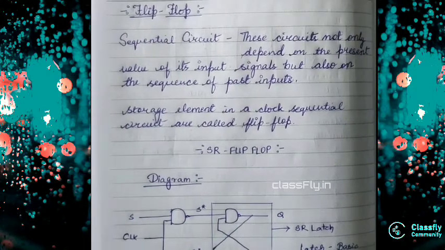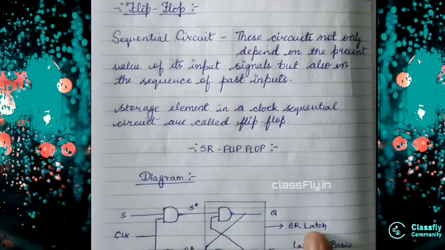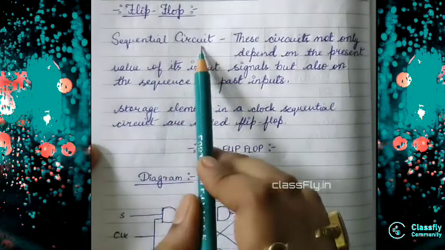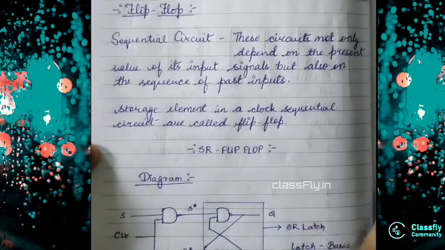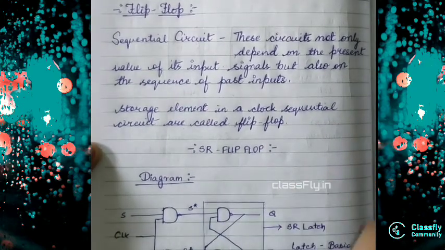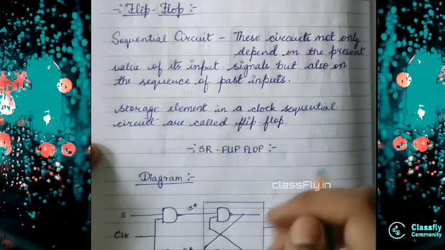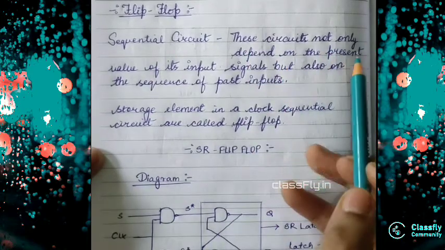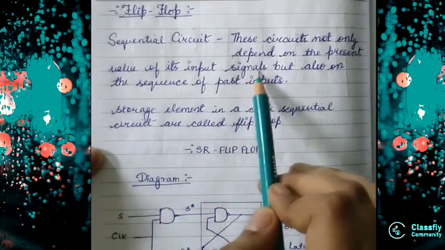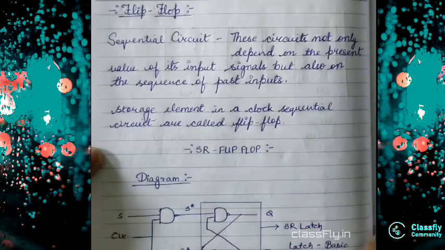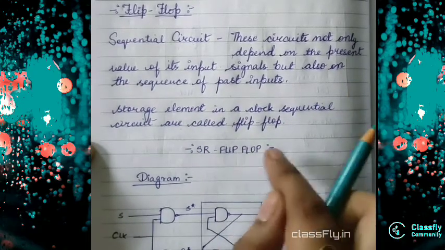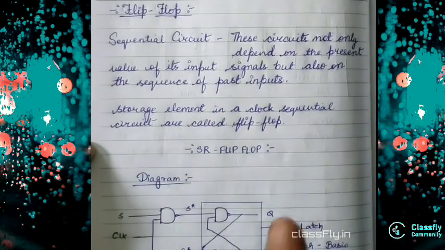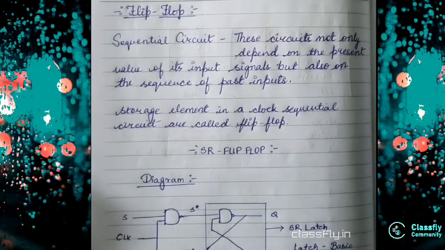So today we will be dealing with the SR flip-flop, but before that we should know what a flip-flop is. We know that a sequential circuit is a circuit which not only depends on its present input but also depends on its past inputs, right? So in simple words, sequential circuits not only depend on the present value of their input signal but also on the sequence of past inputs, and the flip-flop is the storage element in the clocked sequential circuit. The sequential circuit has a storage element, and that storage element is the flip-flop.